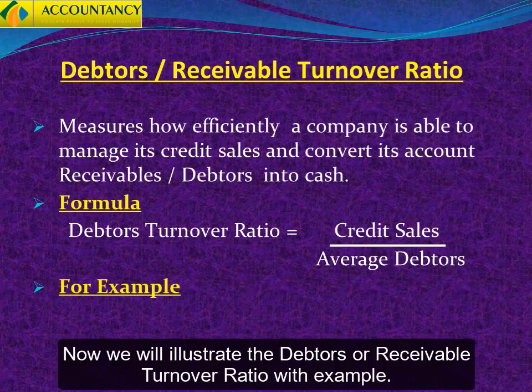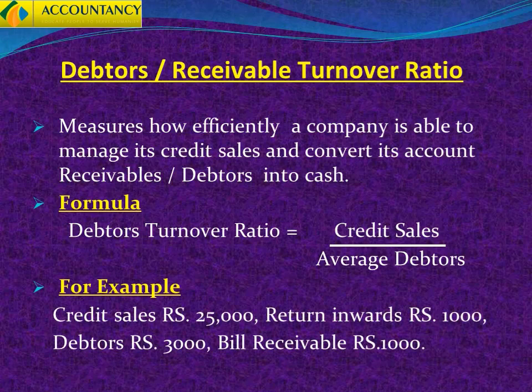Now we will illustrate the debtors or receivable turnover ratio with example. Credit sales rupees 25,000, return inwards rupees 1,000, debtors rupees 3,000, bill receivables rupees 1,000.